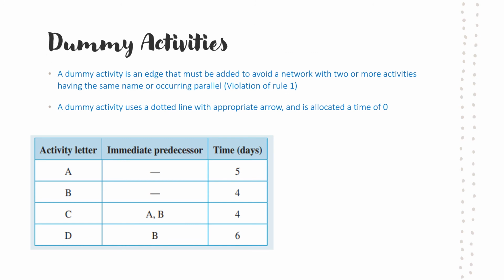All right, the last thing I want to go through in this video is dummy activities. So this is an edge that we add to our network so that we don't violate those rules that we went through in the first slide. Typically, it's represented by a dotted line with an arrow going in the correct direction, and we just give it a time of 0 because the dummy activity doesn't take any time, but what it does is it allows us to do backwards scanning without violating the rules that we established. So let's have a go at drawing this graph here.